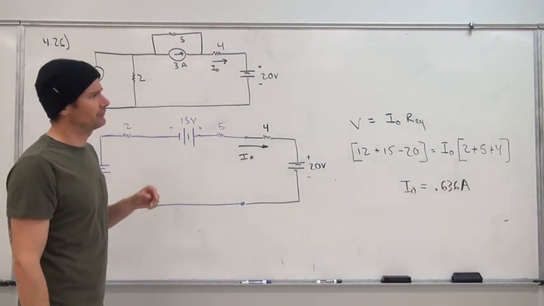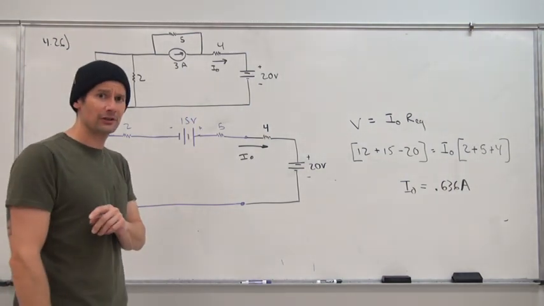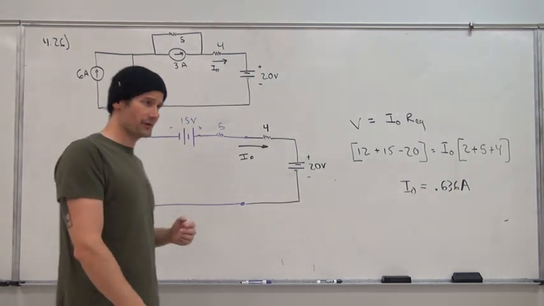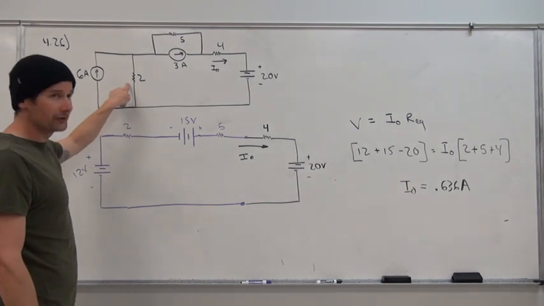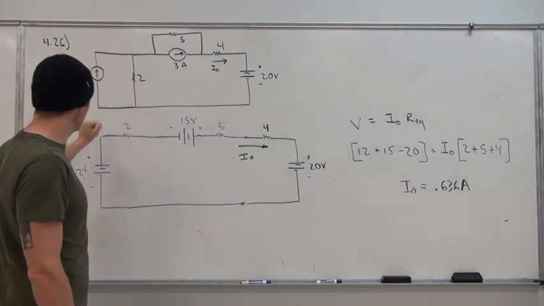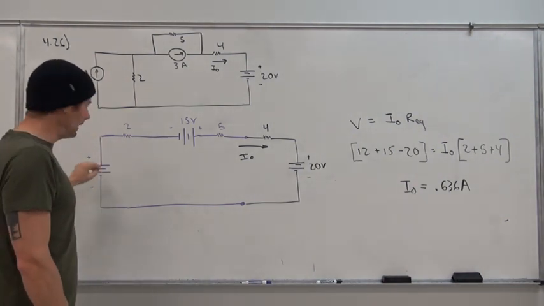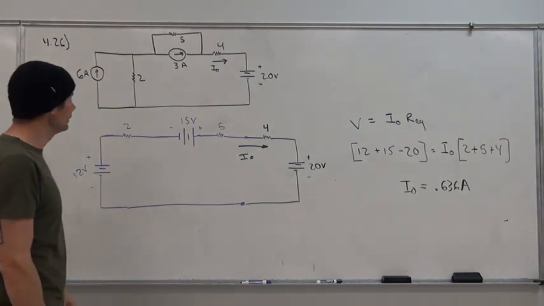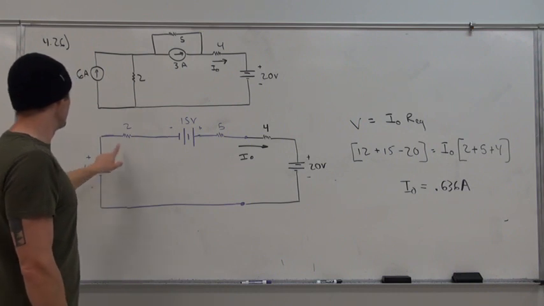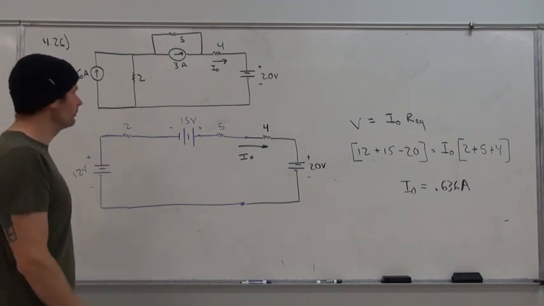I like this problem because just like 4.22, we can convert multiple sources within the circuit. And if we look here, we have 6 amps in parallel with 2 ohms. If we multiply those 2 together, we get 12 volts. Positive terminal is once again on top because the arrow is pointing upwards. So we would take that 12 volts, put that in series with 2 ohms.